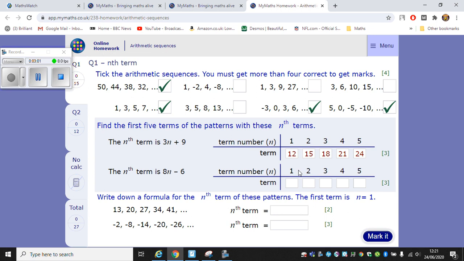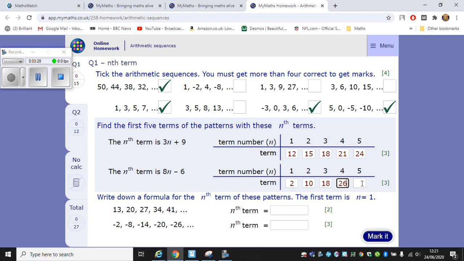n is going to be 1, then n is going to be 2, then n is going to be 3. So I'm going to do 8 times 1 take away 6, which is 2. Then I'm going to do 8 times 2 take away 6. So n is going to be 2 this time. 8 times 2 take away 6. That's going to be 10. Then 8 times 3 take away 6. That's going to be 18.